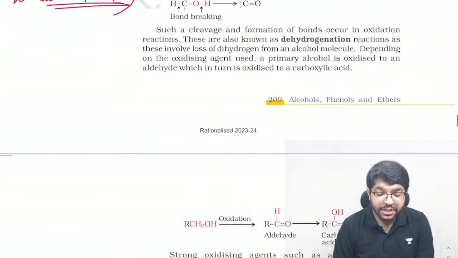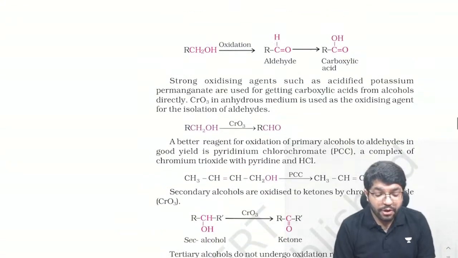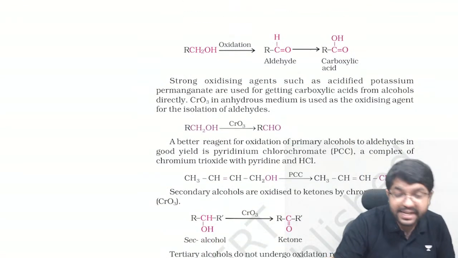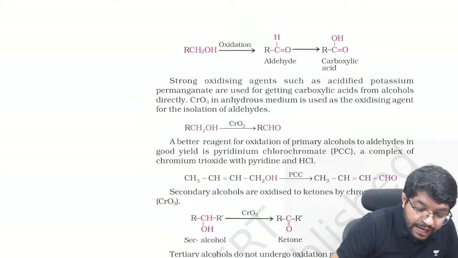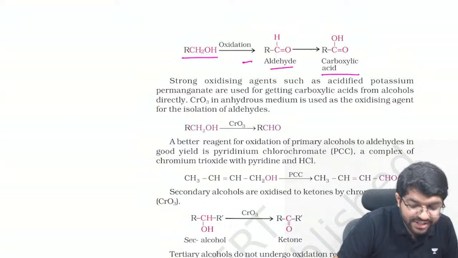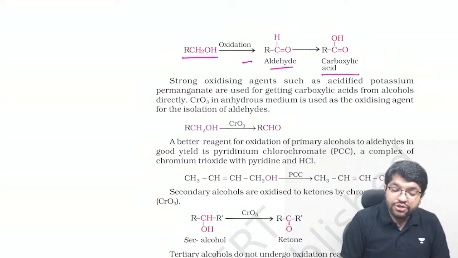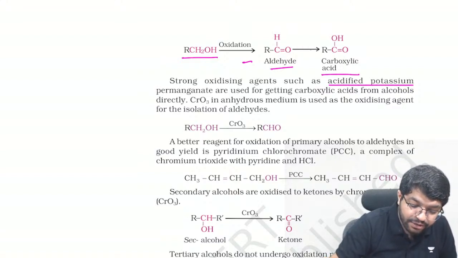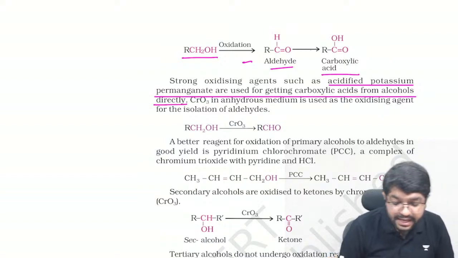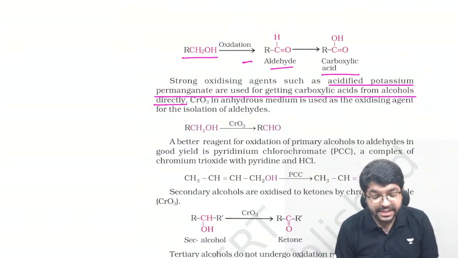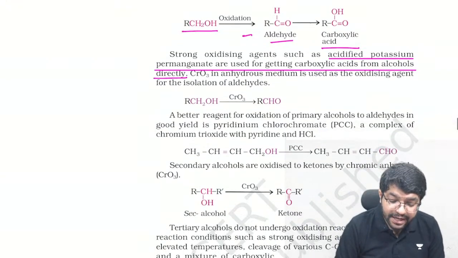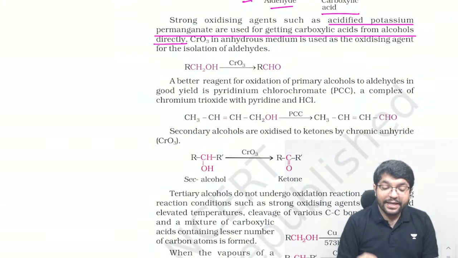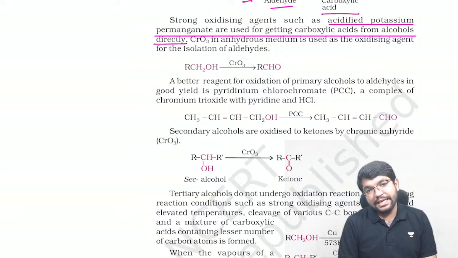Then we have oxidation, dehydrogenation. I told you about copper. Now these are the reactions already done by us. Alcohol oxidation, aldehyde oxidation, acid. Strong oxidizing agents such as acidified potassium permanganate are used for getting acids directly. CrO3 is used as an oxidizing agent. A better one is PCC.